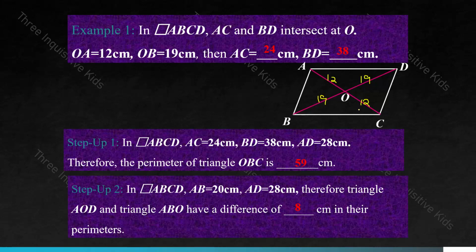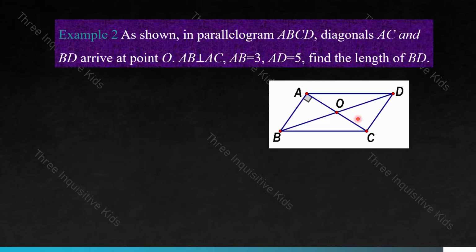We know that AD is 28 centimeters, but since this is a parallelogram, we know the opposite sides are equal in length, which means that BC is 28 centimeters long as well. Now that we have all of the sides of this triangle here, OBC, we can add them up and that'll give us 59.